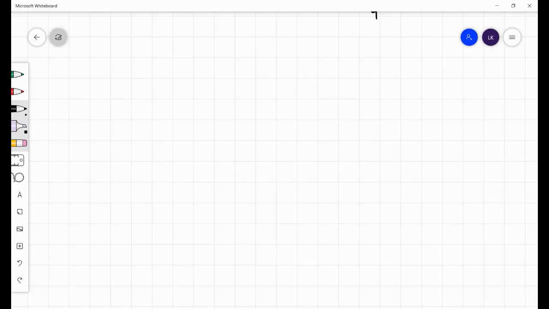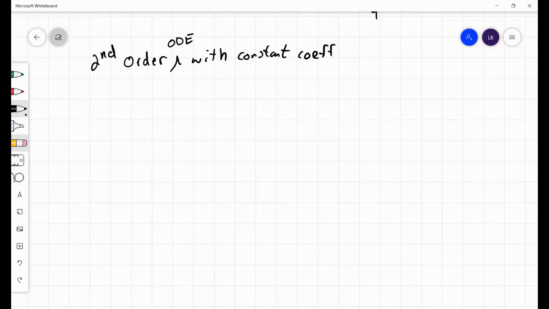Okay, so the second topic is working with second order ordinary differential equations where the coefficients are constant. So, ODEs with constant coefficients. And for right now, we just want to talk about homogeneous ones.